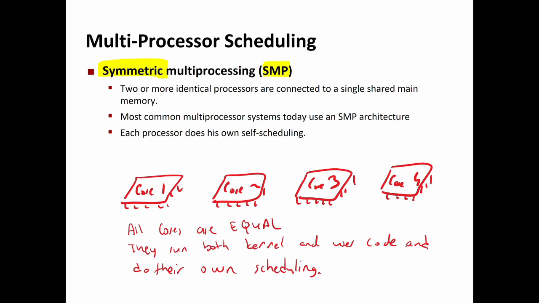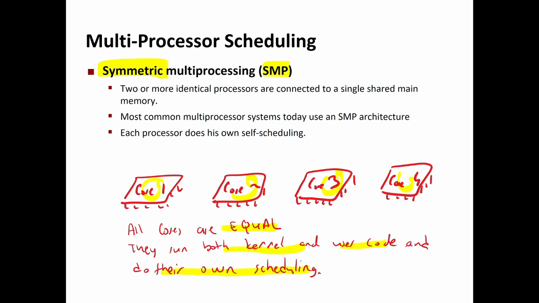The other option is called Symmetric Multiprocessing, also known as SMP. In this case, we have at least two or more processors connected to the same thing. And all the cores, like core 1, core 2, core 3, core 4, are all equal, and they run both their kernel and user code, as well as doing their own scheduling.